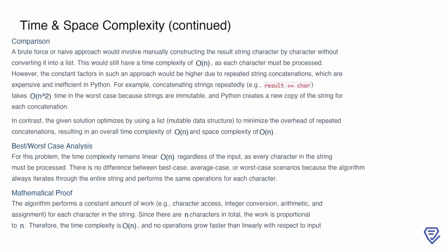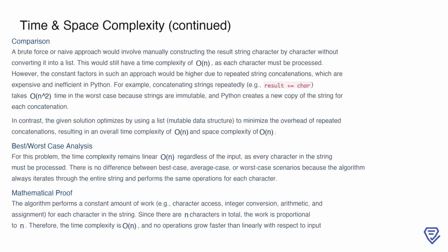When comparing this optimized solution to a brute force approach, the key difference lies in the efficiency of string manipulation. A naive approach might manually construct the resulting string character by character without using a list. While the time complexity would still be O(n), this method would involve repeated string concatenations, which are inefficient in Python.